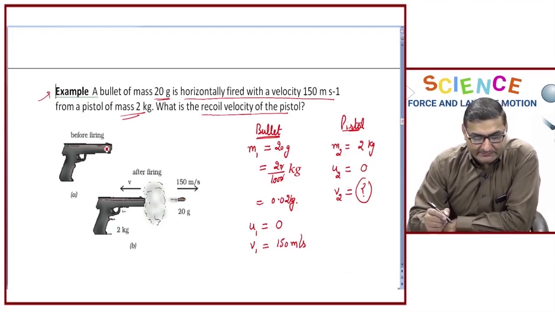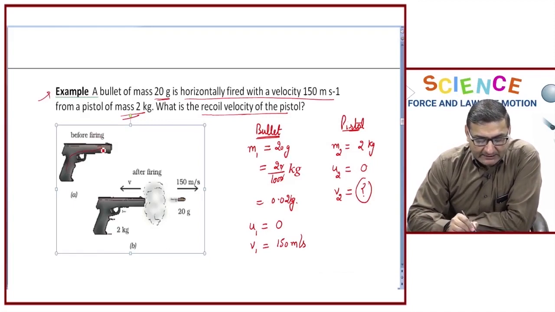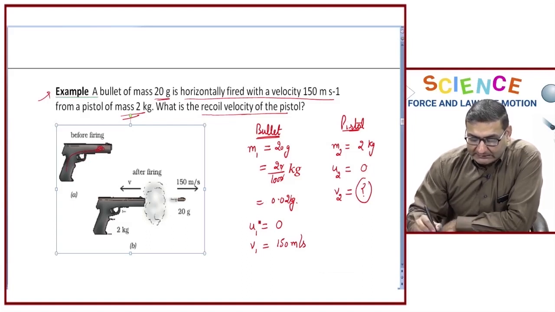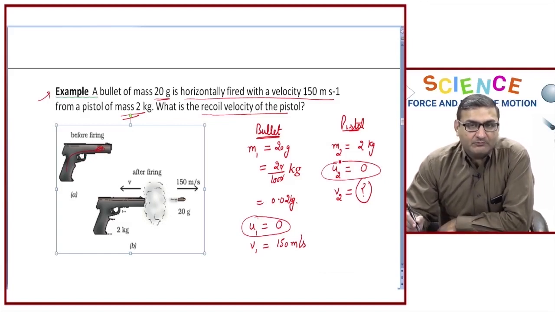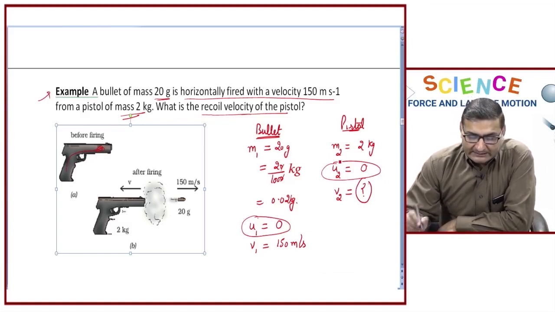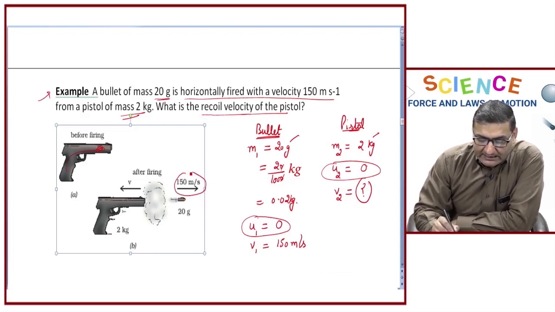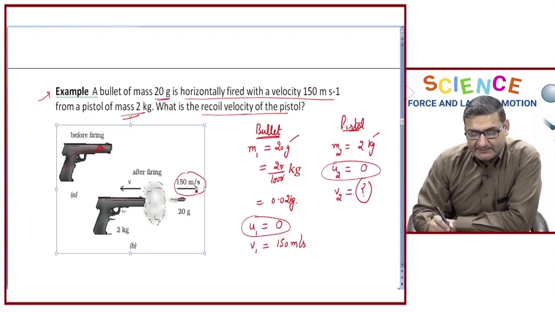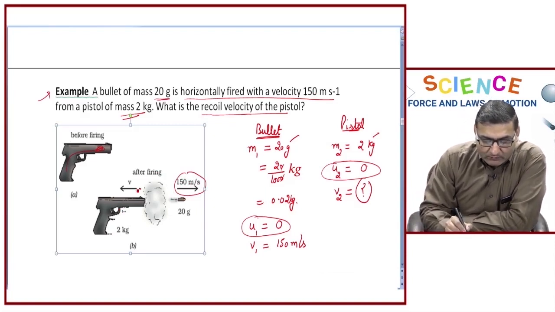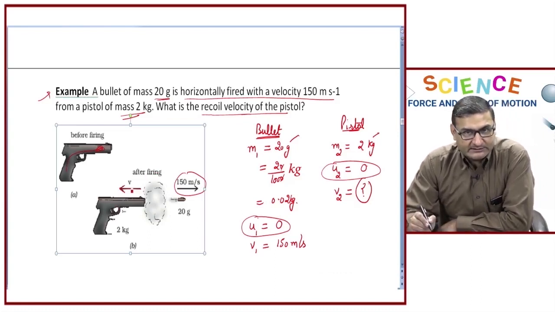Now just see this diagrammatic representation. Before the firing, the gun and the bullet inside it were both at rest. So we have taken the initial velocities of the bullet and the pistol, u1 and u2, to be 0. The mass of the bullet m1 and the mass of the pistol m2 are given in the question. Now the bullet is moving at 150 meters per second, with which it leaves the pistol, and after firing, the gun is going to recoil back in the opposite direction.